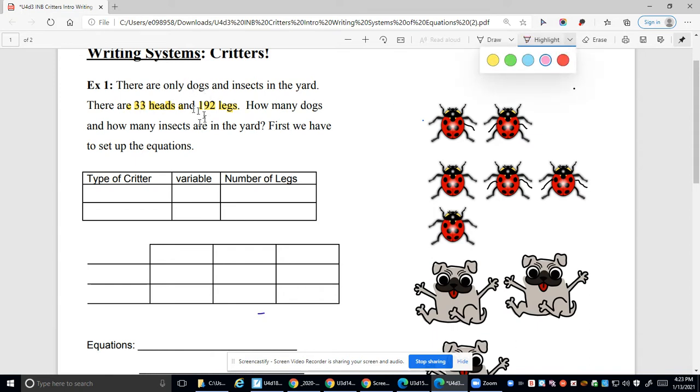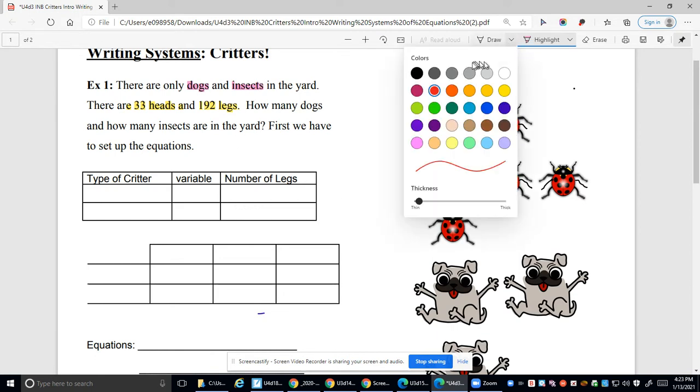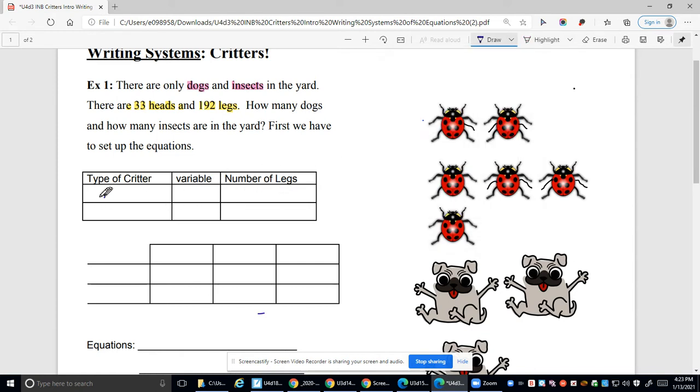So I wanted to highlight a couple of things. Number 1, 33 heads, 192 legs. Those are important. Those sound like some totals, right? And then here we're comparing, we got dogs and we have insects. Okay, and I picked ladybugs. Now, let's go ahead. We're going to organize our information. The first one we mentioned were dogs. We love dogs. And then we have ladybugs. We have insects.